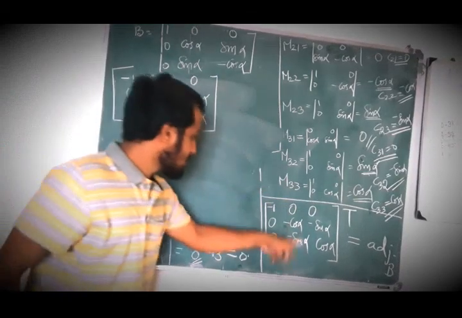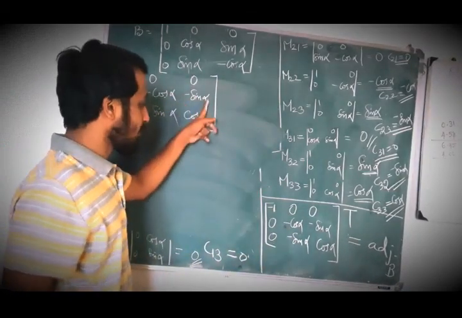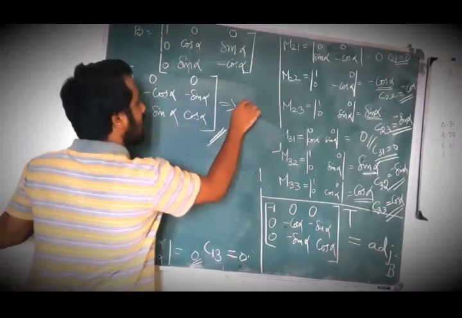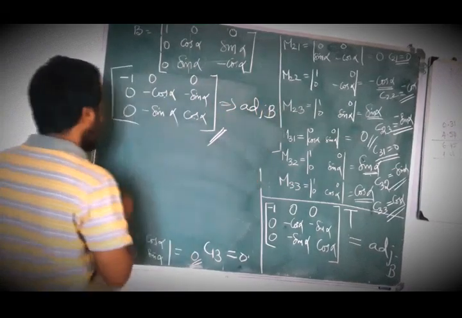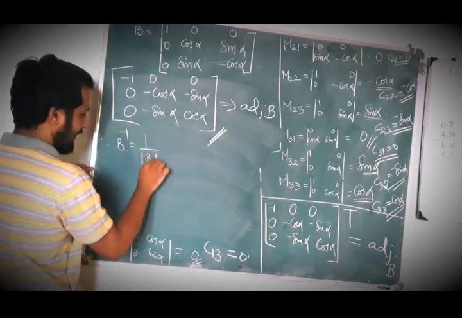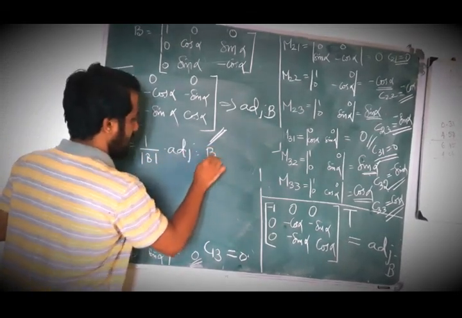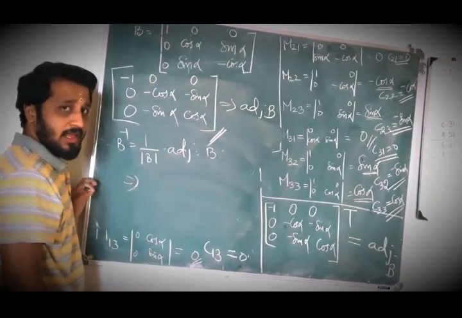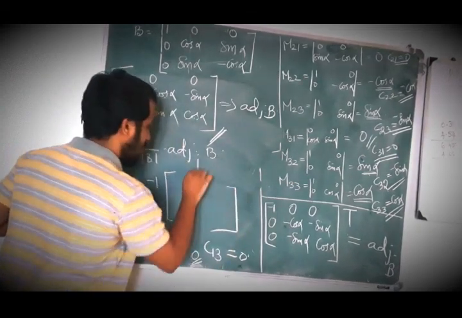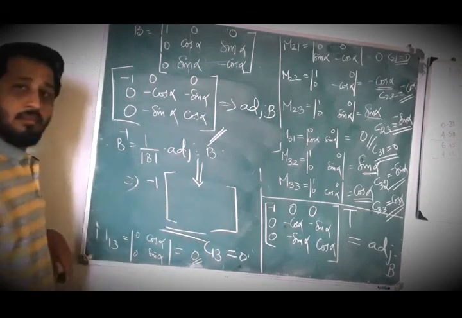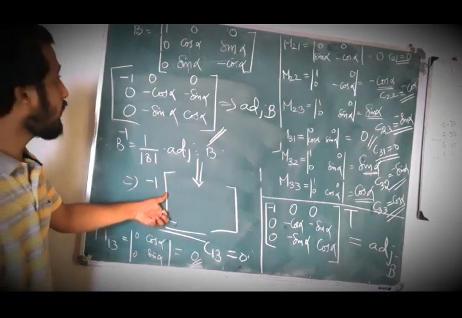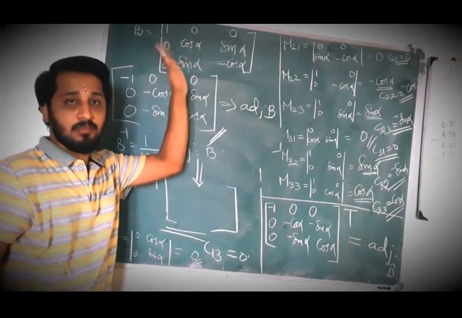Minus 1, 0, 0; 0, minus cos alpha, minus sin alpha; 0, minus sin alpha, cos alpha. This is nothing but the transpose of the cofactor matrix, that is adjoint B. Therefore B inverse is 1 by determinant B into adjoint B. What is the determinant B value? Minus 1. So 1 by minus 1 is minus 1, into adjoint B. You can multiply with minus or keep it as it is. Is it clear? This is the way you have to find the inverse of the given matrix. Let's go through this.